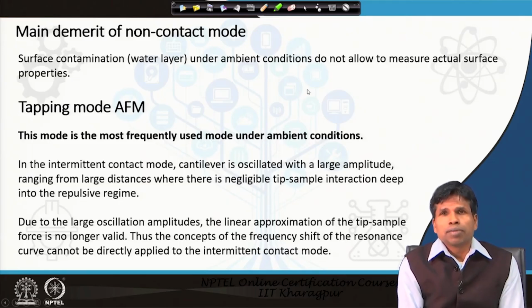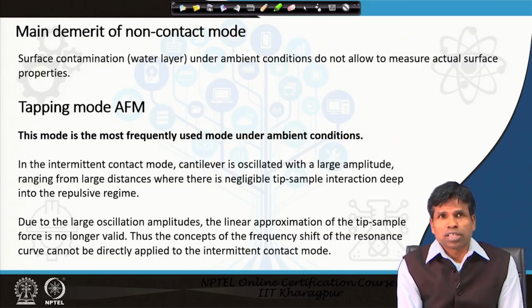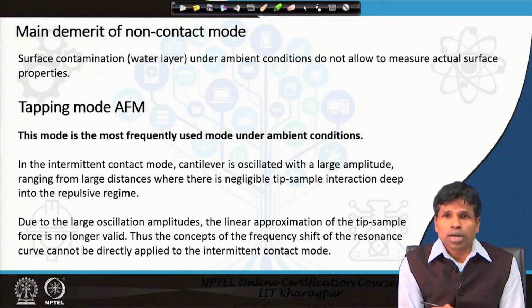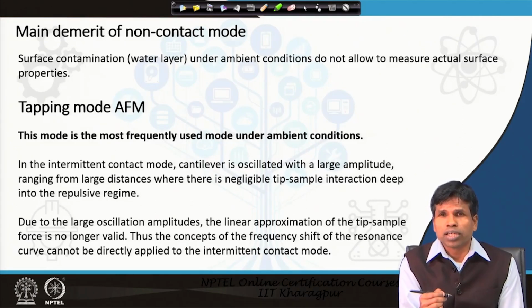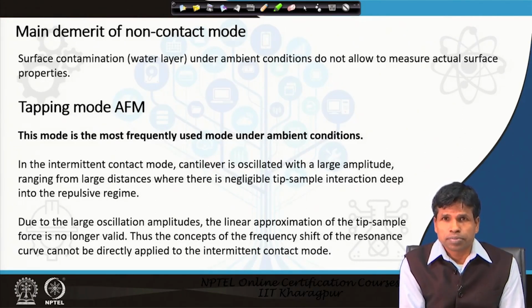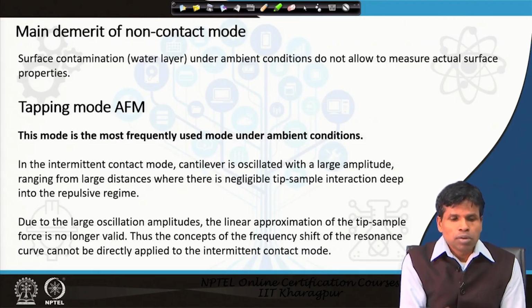So, the main demerit of the non-contact mode is that surface contamination under ambient conditions does not allow us to measure the actual surface properties. But the advantage is that in non-contact mode you are exerting a small force, therefore you can use this mode for soft sample measurement. But the disadvantage is due to surface contamination.